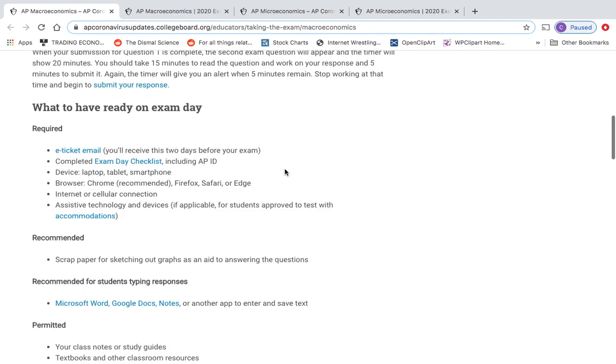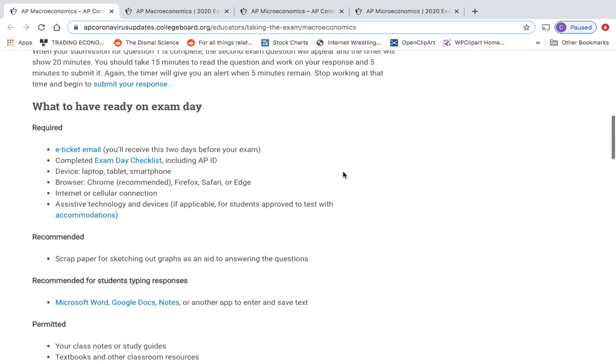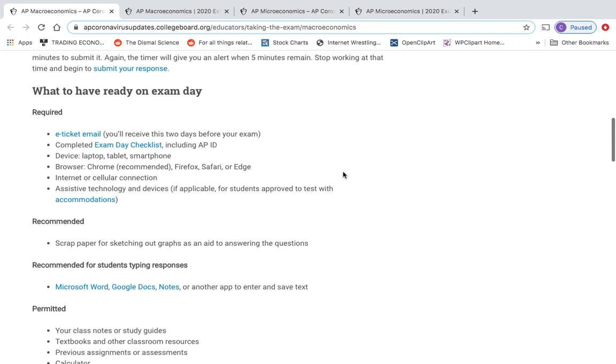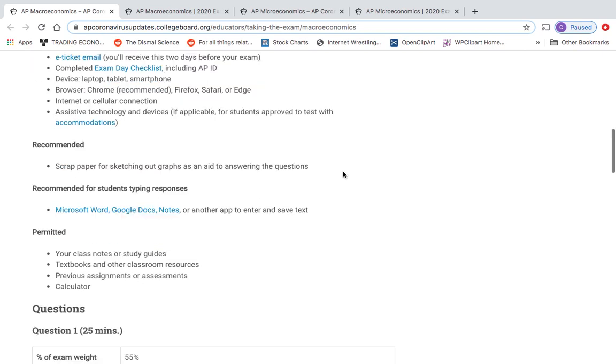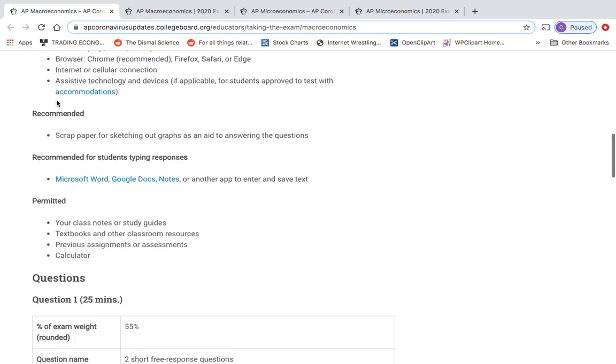On exam day, you'll have your e-ticket email. There's a checklist that you can check out on your own with your AP ID. Make sure that all of this works with your Wi-Fi, your laptop, or if you're doing it from your phone. They recommend Chrome for this, but Firefox, Safari, and Edge will also work. That's pretty much it. They recommend scrap paper. Obviously, that's my number one recommendation, other than the actual device, on top of your class notes or study guides or cheat sheets that you make for yourself.